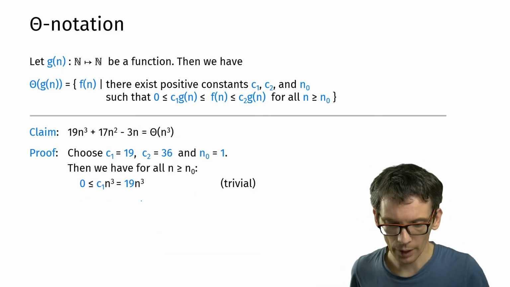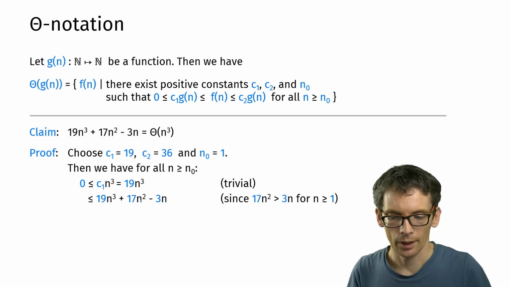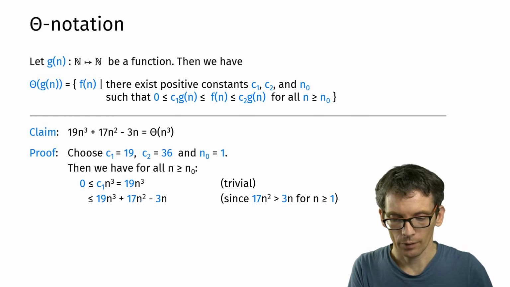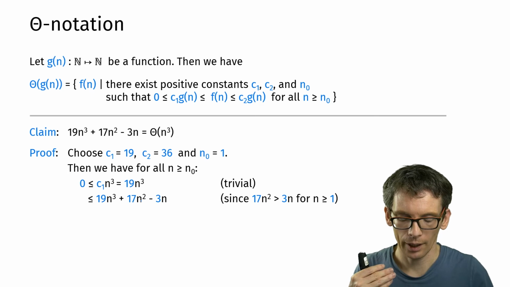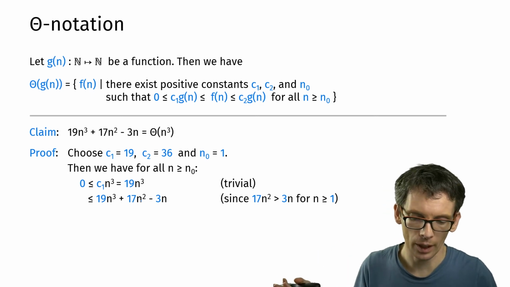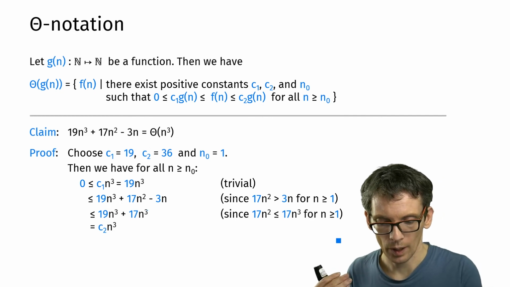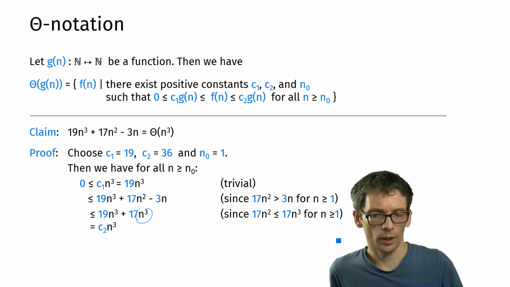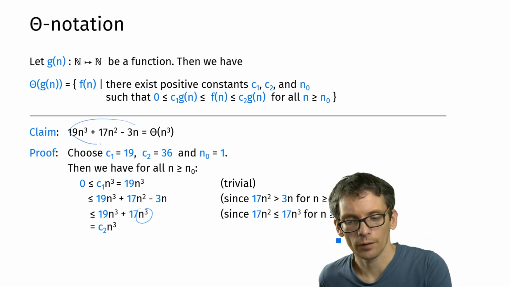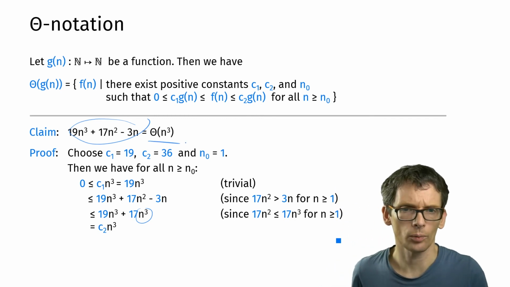Let me write it down again. 0 is smaller or equal to 19 times n cubed, which is C1 times n cubed. Then, with those remaining terms, because 17 n squared is larger than 3n, we have an upper bound. Then raising this, taking an additional factor n here, also makes it larger. And this is our proof that this function is in theta of n cubed.